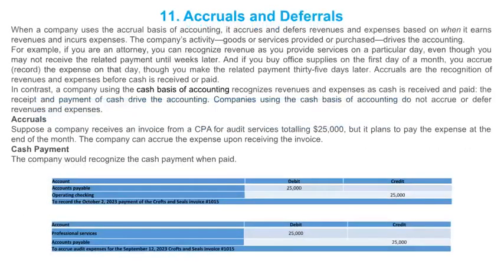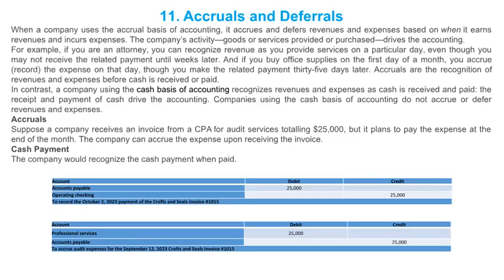Number 11 type of journal entry is accruals and deferrals. When a company uses the accrual basis of accounting, it accrues and defers revenues and expenses based on when it earns revenues and incurs expenses. The company's activity, goods or services provided or purchased, drives the accounting.